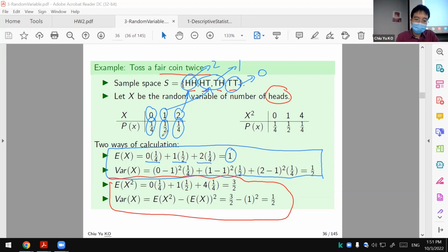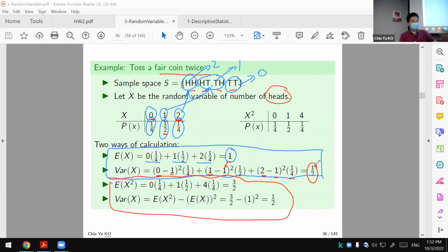And the variance will be, for each outcome, 0 here, 0 here, you subtract the mean, which is 1, take the square, times the probability. The second one is 1 from here and 1 from here, take the difference and square, times the probability 1/2. Lastly, we have 2, minus the mean 1, and square, times 1/4. This gives you 1/2.